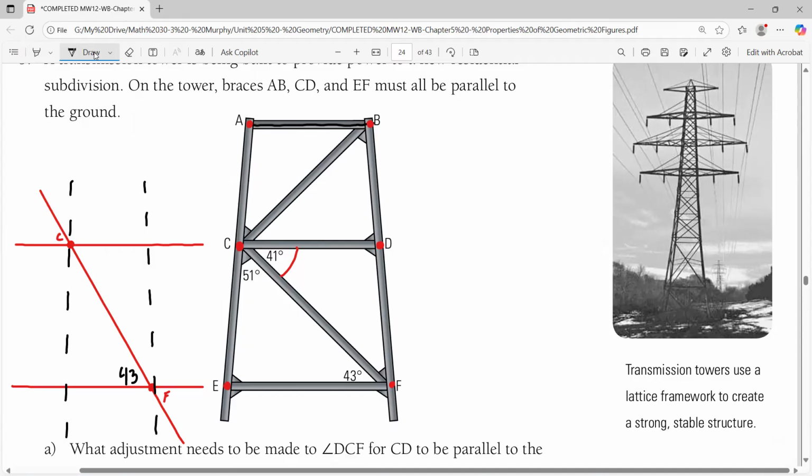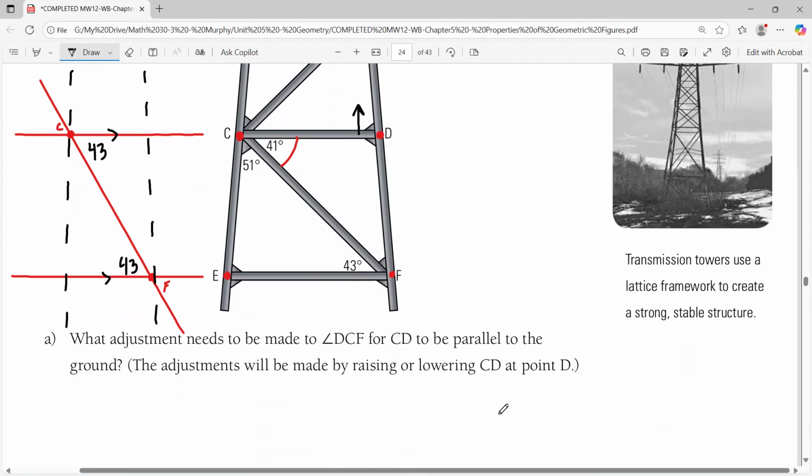Okay, and we know from transversals and parallel lines, this angle right here also has to be 43 degrees if these two bars are going to be parallel. So we need to bump 41 up to 43. So we'd have to take this arm, undo it, and lift it up and make it 43. And then the two bars will be parallel.